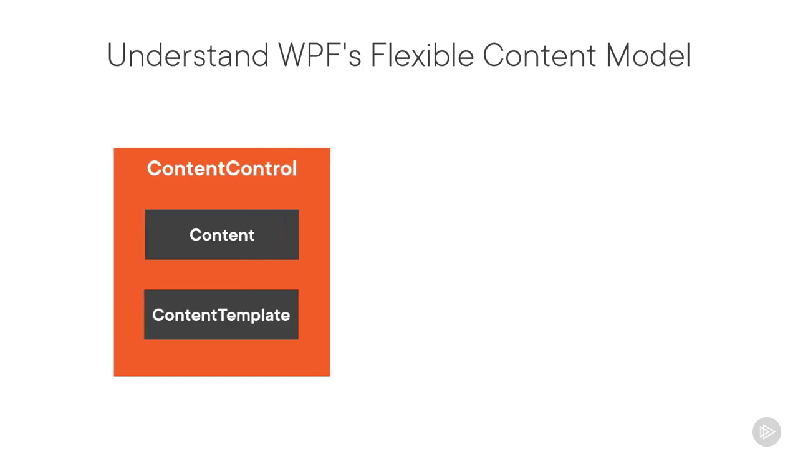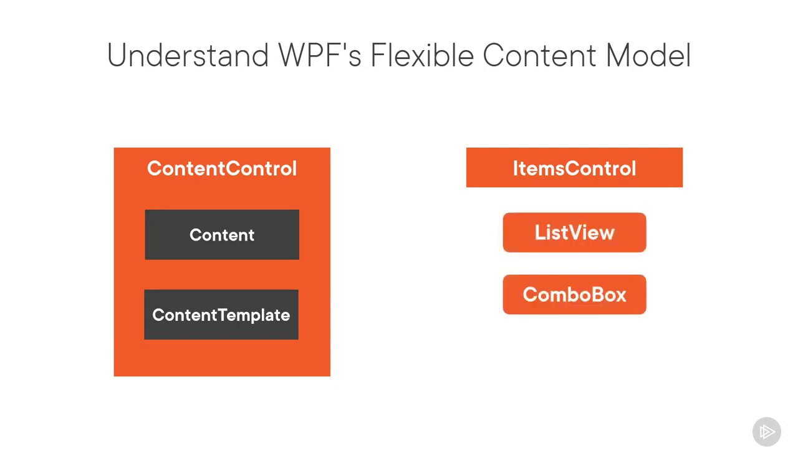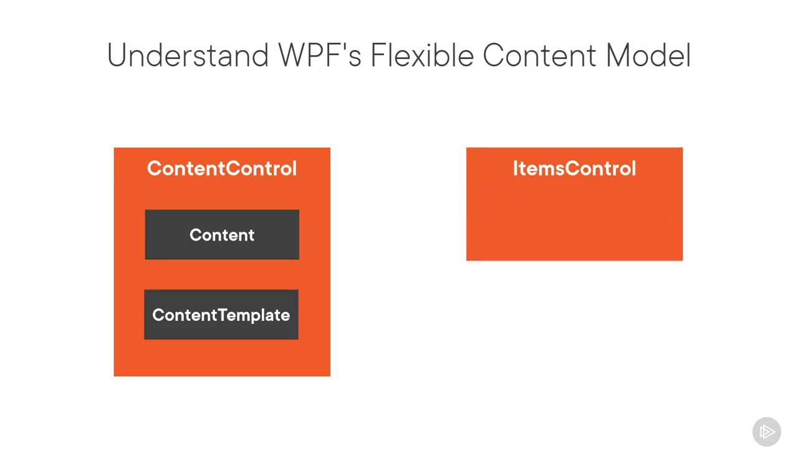Beside the ContentControl class, WPF contains another class that supports the flexible content model, and that is the ItemsControl class. ContentControl is for a single object, and ItemsControl is for a collection of objects. Some typical classes that inherit from ItemsControl are ListView, ComboBox, and TabControl. The ItemsControl class has an ItemsSource property to which you can assign a collection of objects.